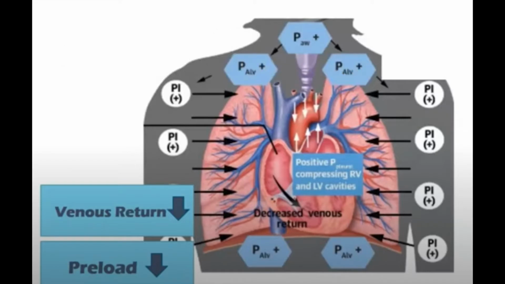With each positive pressure breath, the airway pressure and alveolar pressures compress the right ventricles and left ventricles. This decreases venous return and decreases preload in the heart. While positive pressure ventilation decreases left ventricular afterload, there is an increase in right ventricular afterload observed.